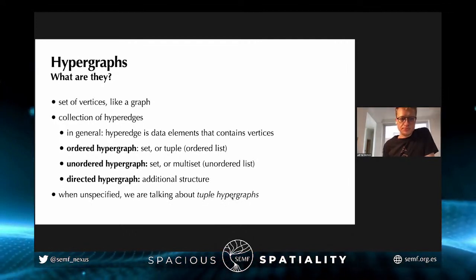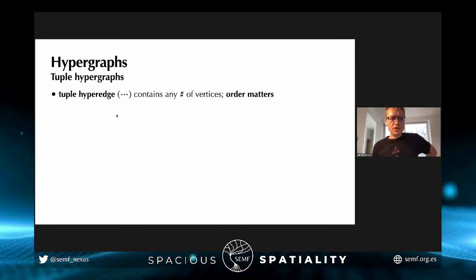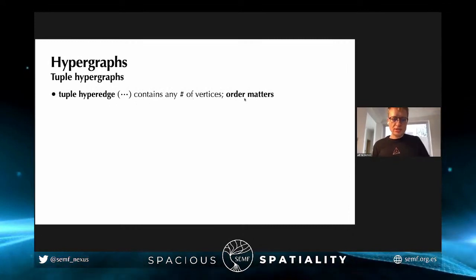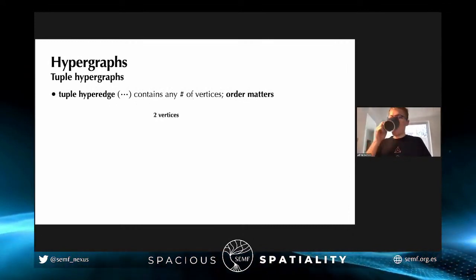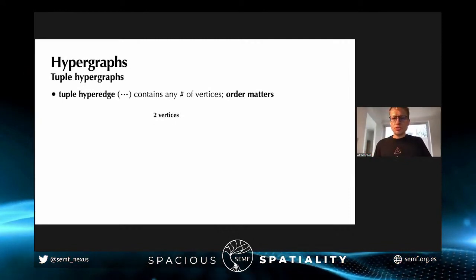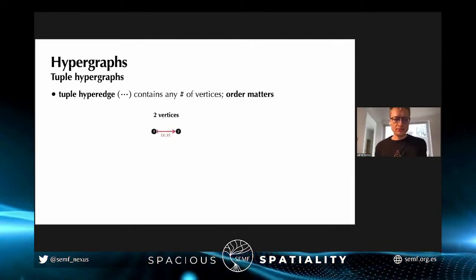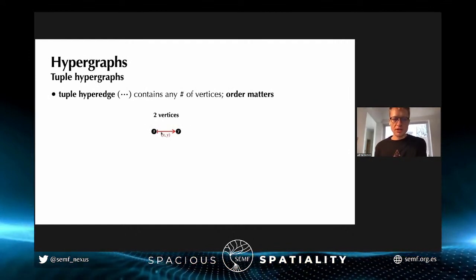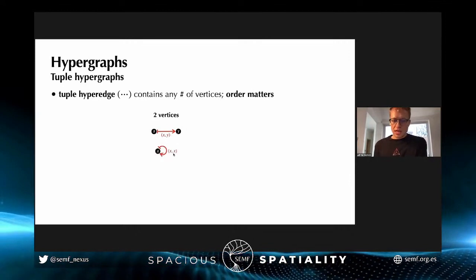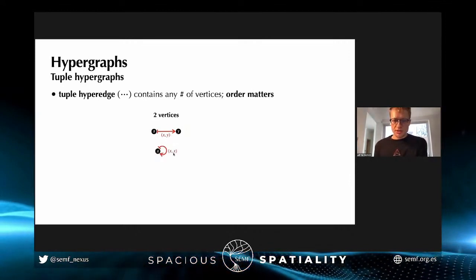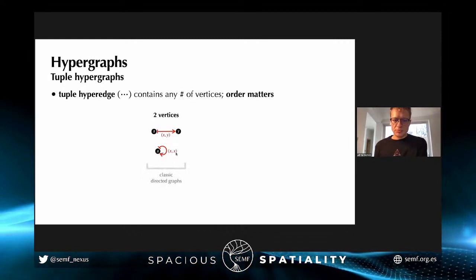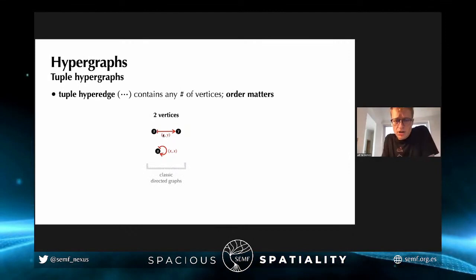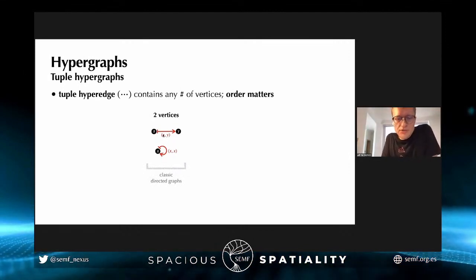So I'll give lots of examples. Let's look at tuple hypergraphs. So a tuple hyperedge contains any number of vertices, but the order matters. So let's start with two vertices at a time. Here we have a hyperedge with just two vertices. And you can see there's the tuple that's describing that hyperedge. You can have the same vertex more than once because tuples allow multiplicity. And those kinds of patterns, those are what classic directed graphs look like. So we've just really described graphs that I showed you earlier.